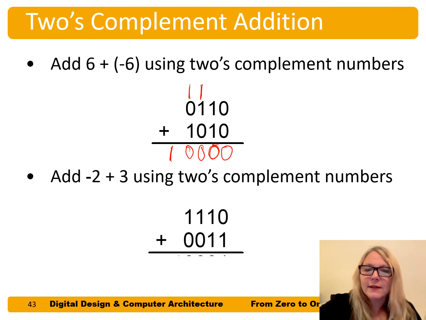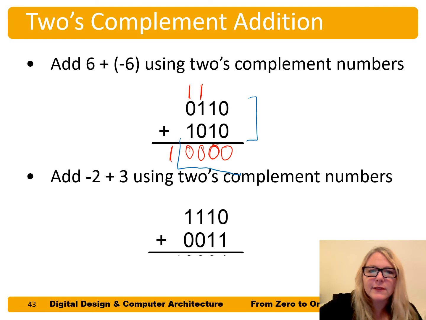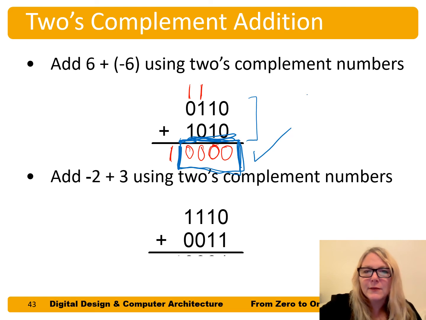Well, we have to remember, if we have 4-bit operands, we get 4-bit results. So this is the result. This is one of the most common errors here, is to include that 5th bit in the result, but it should not be included. So in fact, we did get 0. We added plus 6 and minus 6 and got 0 as expected. Remember, 4-bit addition, 4-bit result. 10-bit addition, 10-bit result. Whatever bit width the operands are, that should be the result for addition.